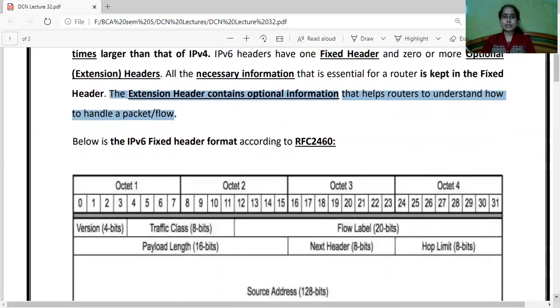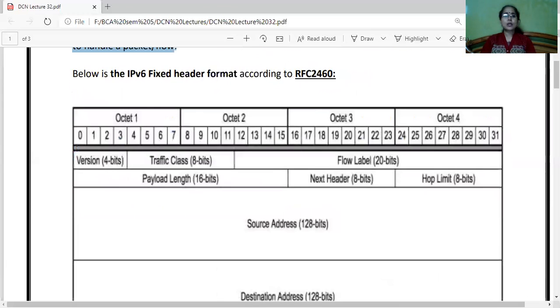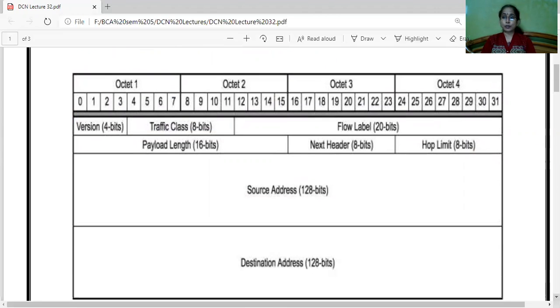To have an elaborate understanding, I've given you this figure, which you can see on your screens. Below is the IPv6 fixed header format according to RFC 2460. This RFC 2460 needs to be remembered for objectives. Okay, which RFC talks about IPv6 fixed header? 2460. You have to remember that.